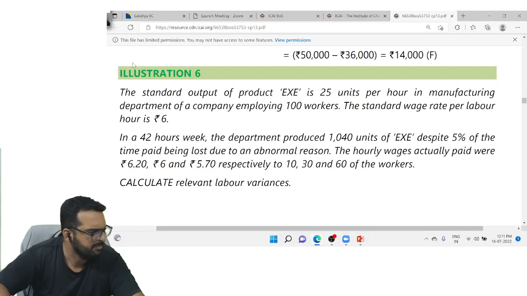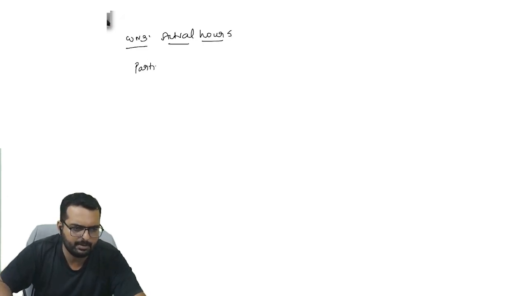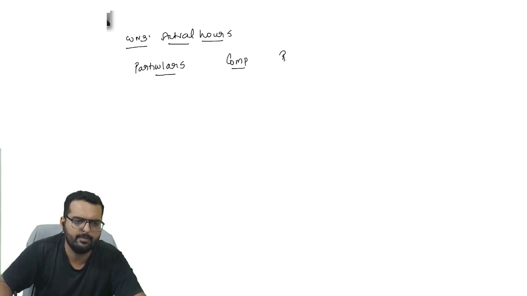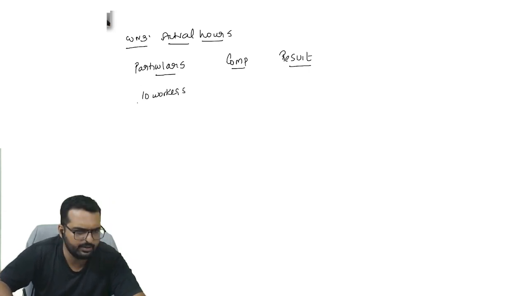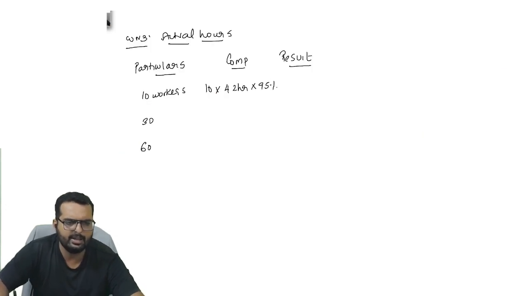So I will just put worker. There are three categories of workers, right? 10, 30, and 60. So I'll draw a table, particulars. Here I'll write 10 workers, then you have 30 workers, and the last one you have 60 workers. So 10 workers will be working for 42 hours, but with the loss that they have told, only 95% will come.